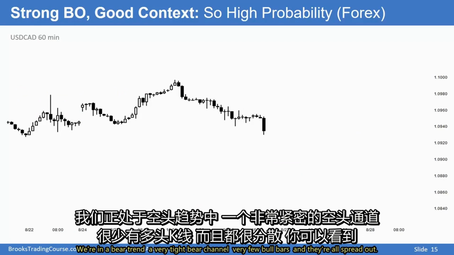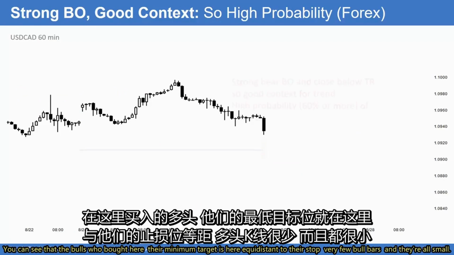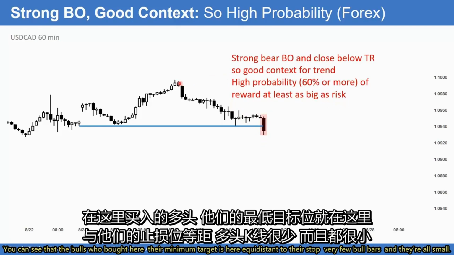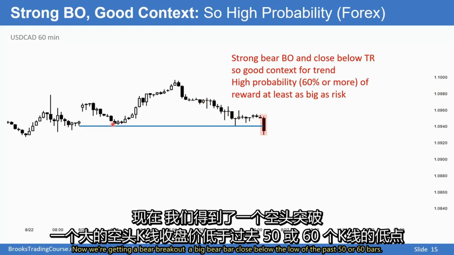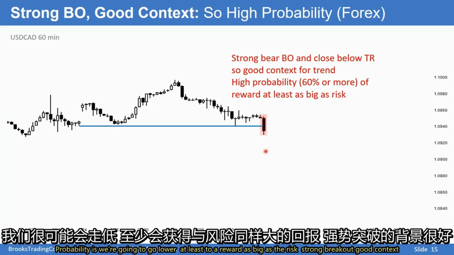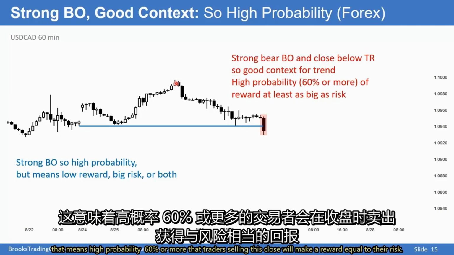This is a 60-minute chart of the dollar versus the Canadian dollar. We're in a bear trend, a very tight bear channel, very few bull bars, and they're all small. Now we're getting a bear breakout, a big bear bar, closed below the low of the past 50 or 60 bars. Probability is we're going to go lower, at least to a reward as big as the risk. Strong breakout, good context. That means high probability, 60% or more, that traders selling this close will make a reward equal to their risk.